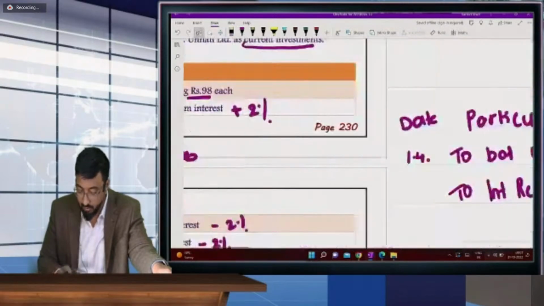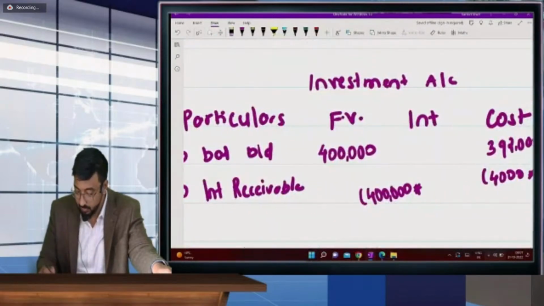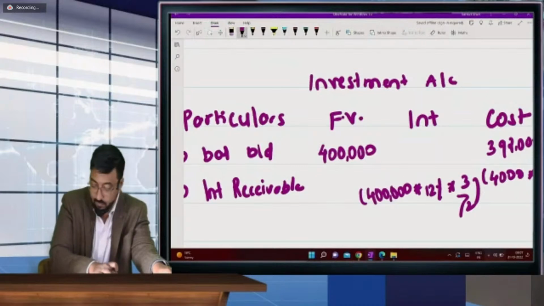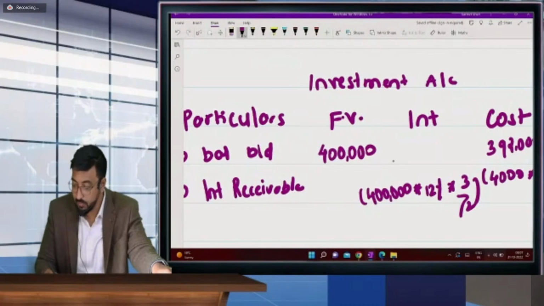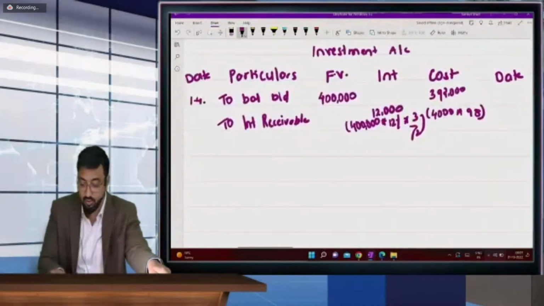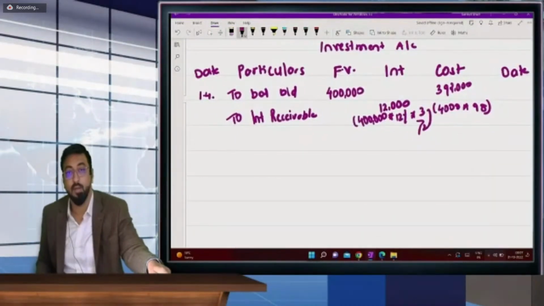Interest rate 12% for 3 months. This is 12,000. Interest 3 months का outstanding interest 12,000. So this is your debit side. Correct है? Any difficulty? No, sir.